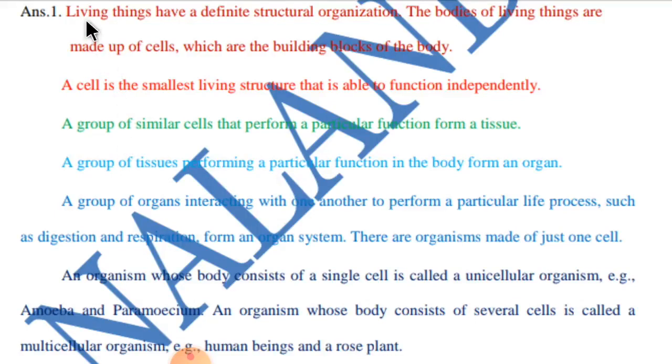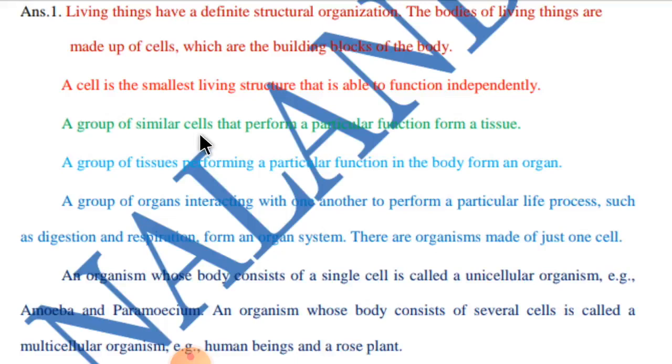So living things have a definite structural organization. The bodies of living things are made up of cells, which are the building blocks of the body. What is a cell? A cell is the smallest living structure that is able to function independently.